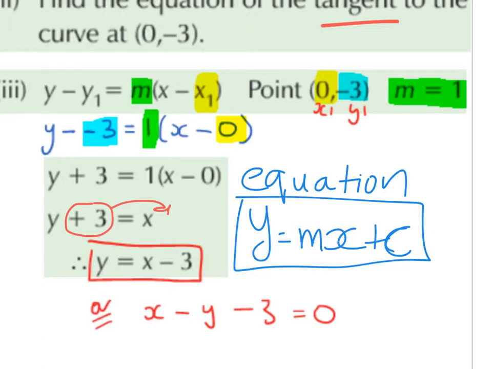Or what we can do is bring everything over to the left of the equal sign. So we'll have our x, our y, and our constant all equal to 0. So we have x minus y, because we're going to bring this y over the equal sign, minus y, minus 3 is equal to 0.